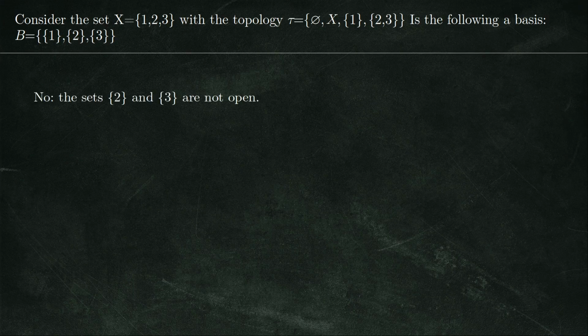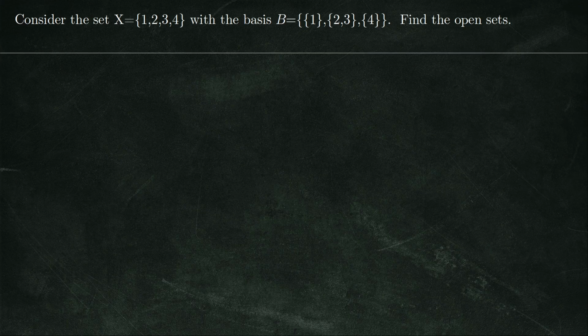Okay, so the answer is no, this is not a basis, and that's because the sets {2} and {3} are not individually open. Even though every set in the topology can be made from a union of these, this doesn't work because {2} and {3} are not open. I mean, if this were a basis, it would also imply that sets like {1, 2} and {1, 3} would need to be in the topology, which clearly they're not.